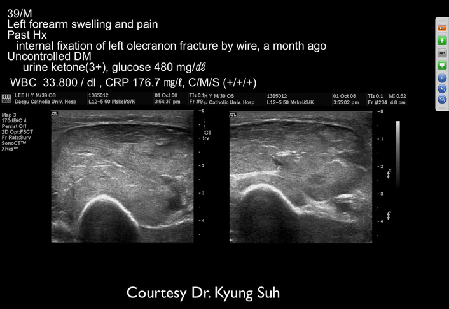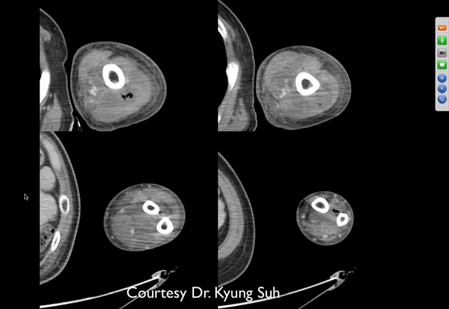Forearm swelling, pain. Surgery a month ago. Uncontrolled diabetes. So we see an ultrasound of the forearm, and there's some diffuse increased signal within the musculature. There's a rounded low signal, kind of ill-defined area. It's fairly deep.